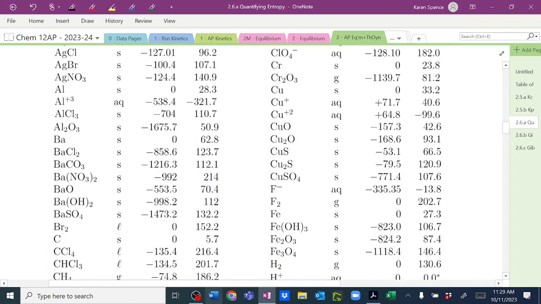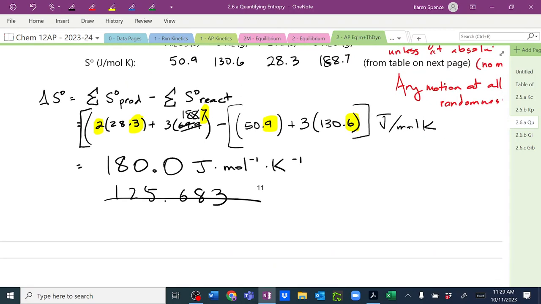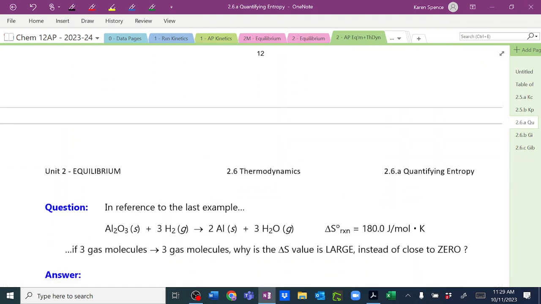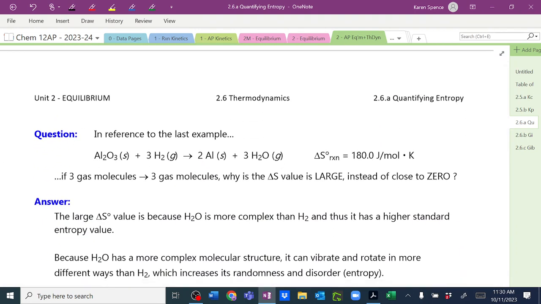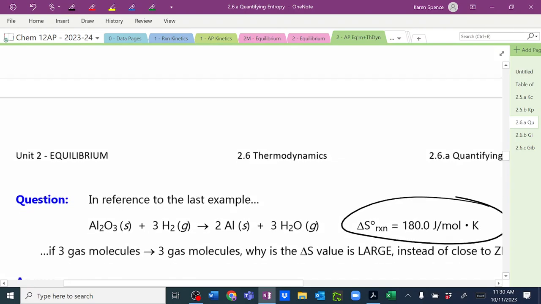So why is delta S here large? Let's see what we mean by large instead of close to 0. Why do we get a largish delta S here? Explain to your partner.